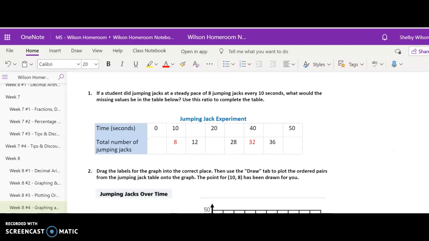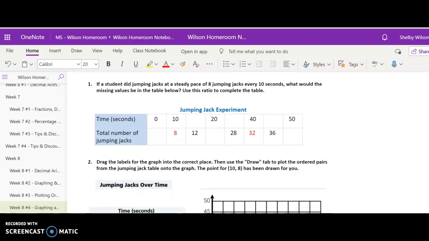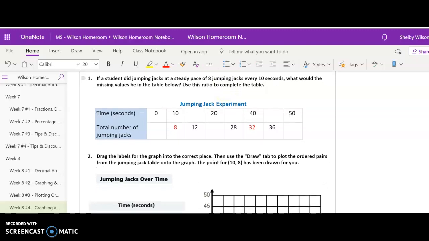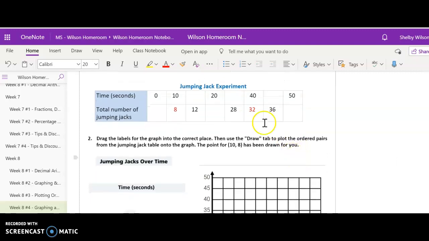For the review assignment, the very first problem that we're going to have you work with is a data table, an ordered pairs table that is dealing with a jumping jack experiment. So it's a student that can jump 8 jumping jacks every 10 seconds. So using that information, you would need to fill in the rest of the values here based on that ratio. And keep in mind that these don't necessarily go up by the same amount each time, so be aware of that. A couple of them have been filled in for you.